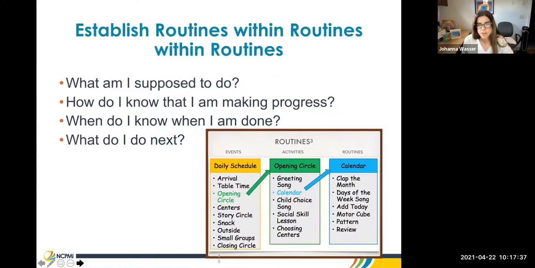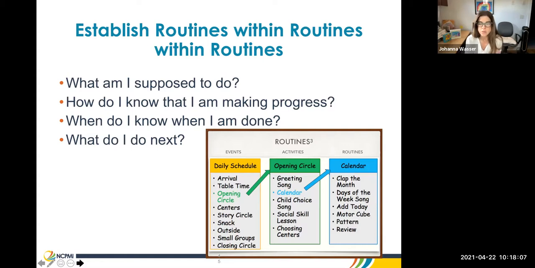If you're not familiar or less familiar with routines within routines within routines, this is a very powerful tool as well. If you want more information on it, I certainly don't mind sharing. But generally speaking, we use these four questions to help guide what those routines look like. And that is, what am I supposed to do? How do I know I'm making progress? When do I know when I'm done? And what do I do next?